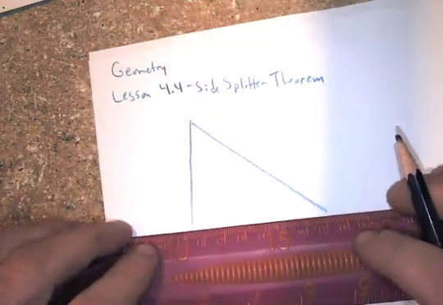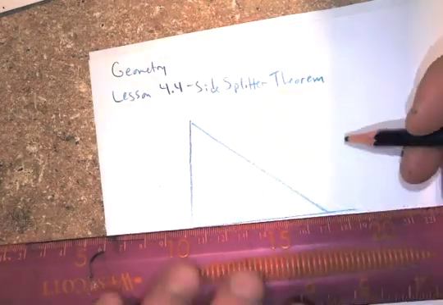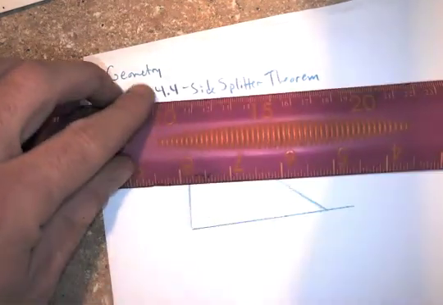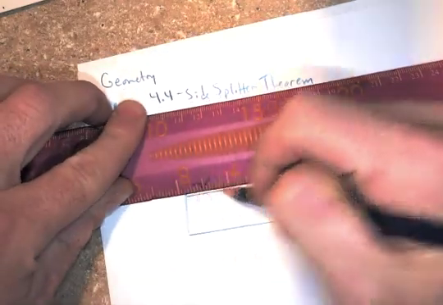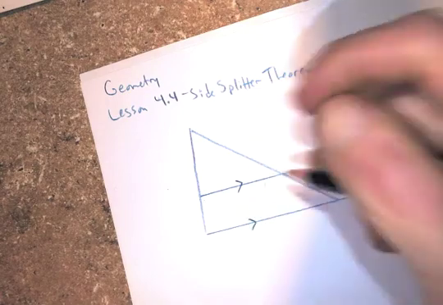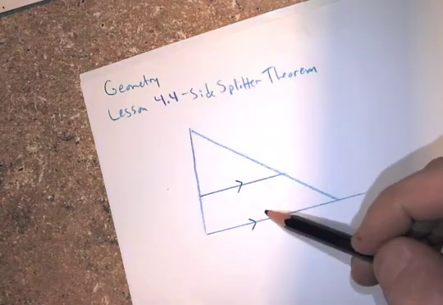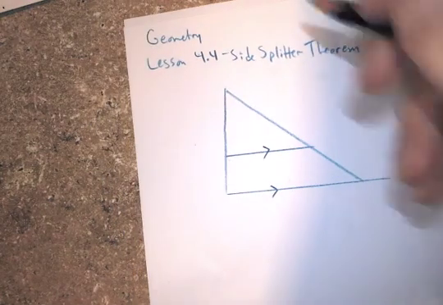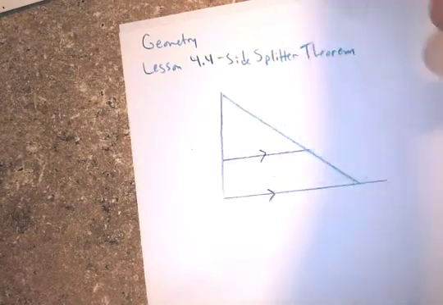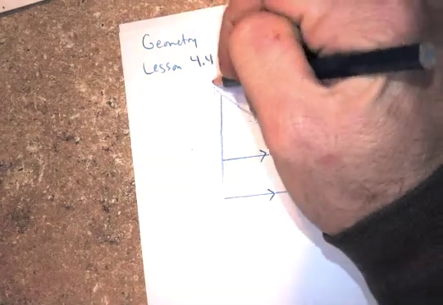So basically, side splitter theorem says if we cut a parallel line through here, say part way up, cut a parallel line through. I just kind of eyeball it, and we cut a parallel line through like that, so that this line is parallel to this side here. Then it kind of divides these segments up proportionally. Okay, I'll show you what I mean here. So let's label this.